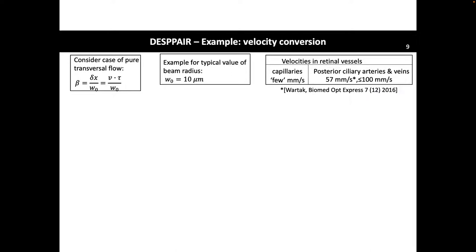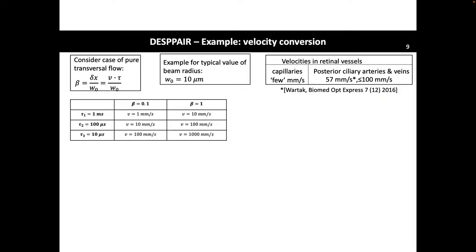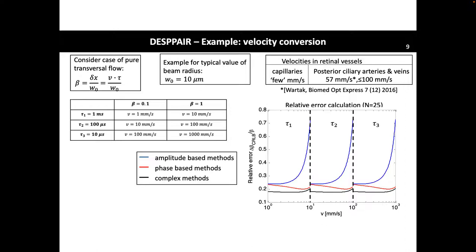Now, and then we went into what are now realistic values. And this is now the most interesting graph, that you can choose different time delays between these measurements. And then for 1 millisecond time delay, you can measure velocities between 1 and 10 millimeters per second. If you increase the time delay to 100 microseconds, you can measure velocity between 10 and 100 millimeters per second, and so on, right?